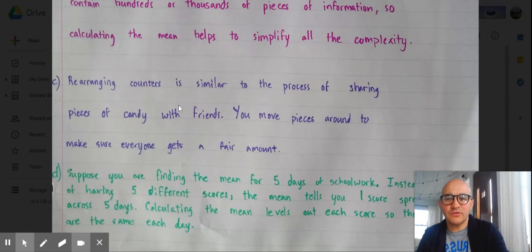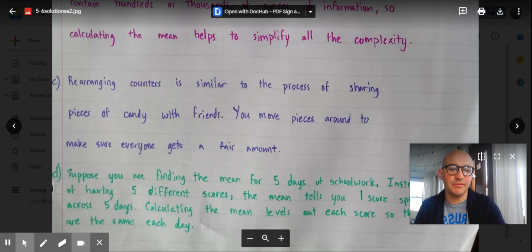And the rearranging counters concept is just the same thing with, instead of candy, you're just using a little plastic counter or bingo chip type of thing. So same kind of concept, everyone gets a fair amount, and it's similar to calculating the mean.